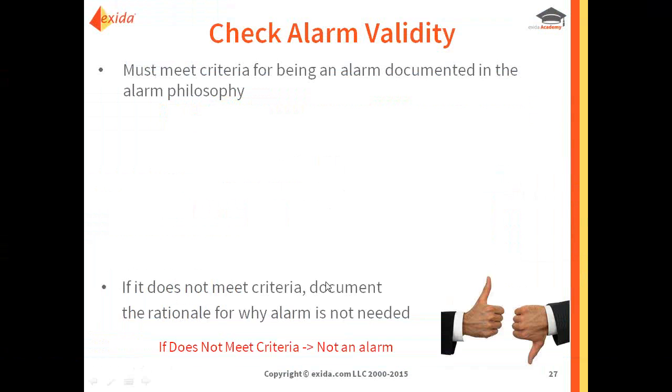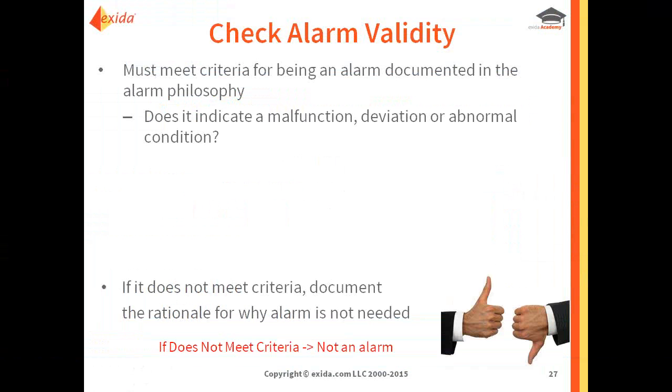So now we're going to move into the rationalization process, and the first thing we're going to do is assess the alarm's validity. We can do this as kind of a go, no-go criteria, or we can incorporate it with the documentation of key information. So the first thing to potentially look at is, does this alarm, and we'll focus on the high alarm first, does it indicate a malfunction, deviation, or abnormal condition? We need to answer yes to that question, or else this is not really an alarm.